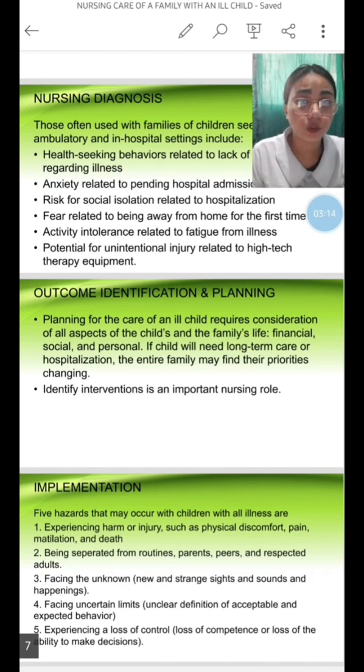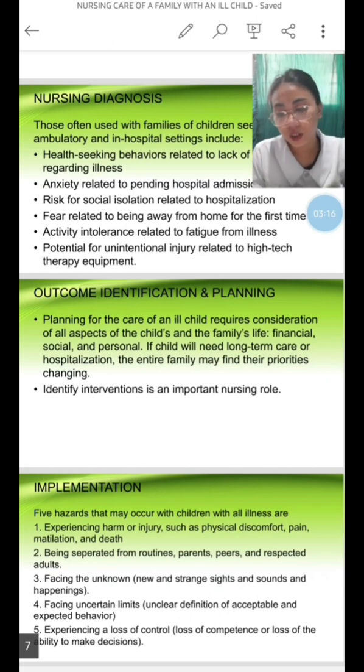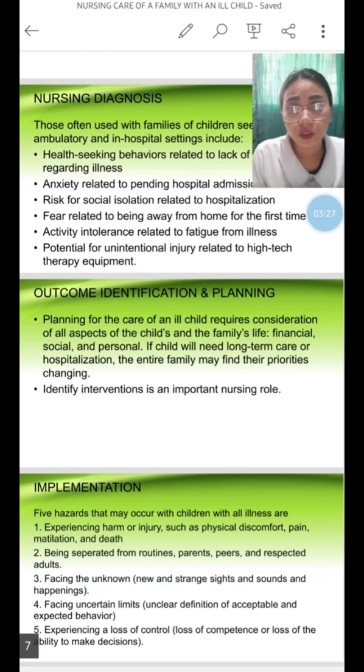Identifying interventions is also an important nursing role. Planning for the care of an ill child requires consideration. If a child will need long-term care or hospitalization, the entire family may find their priorities changing. And helpful resources and support programs that address the needs of the ill child and their families are also available.